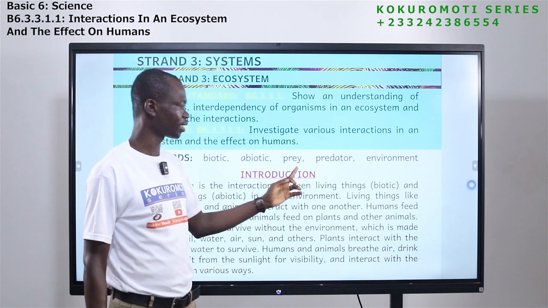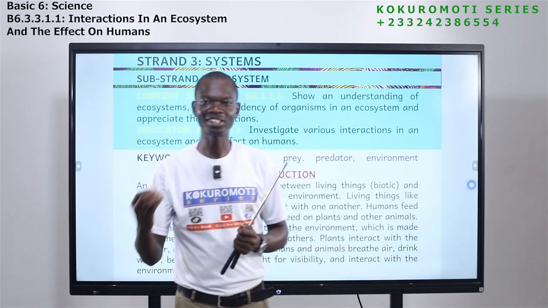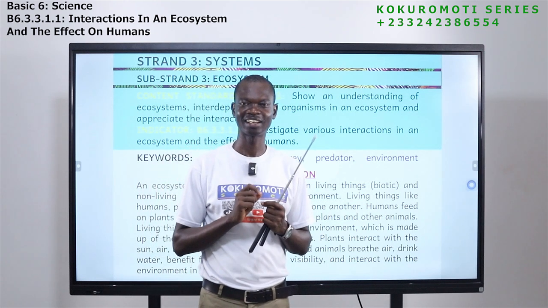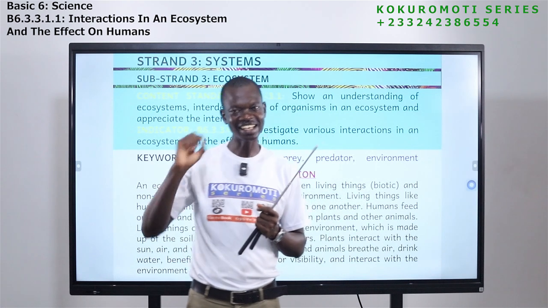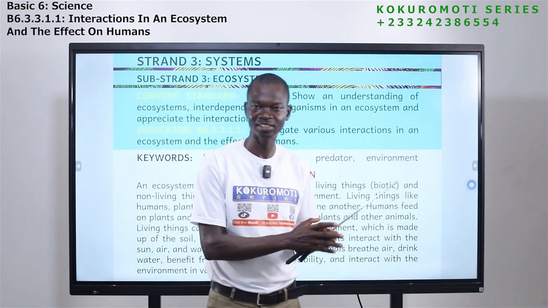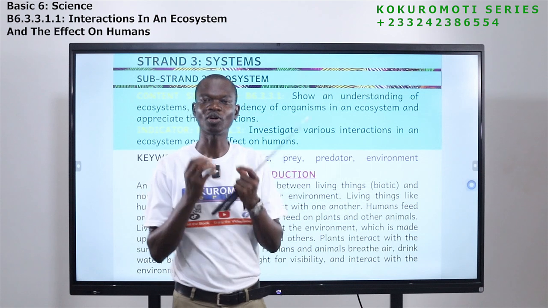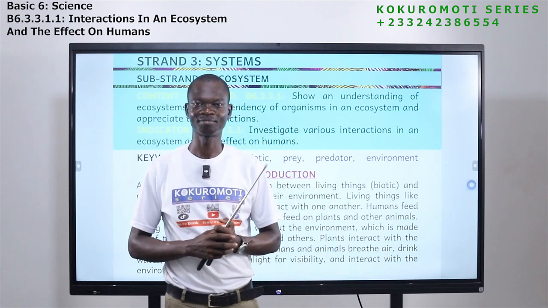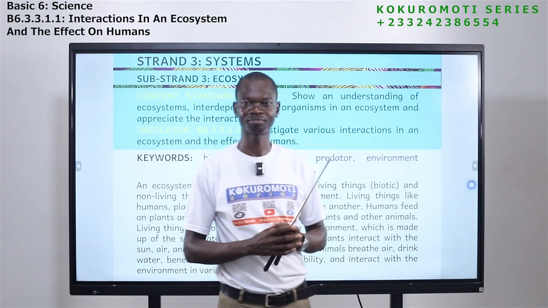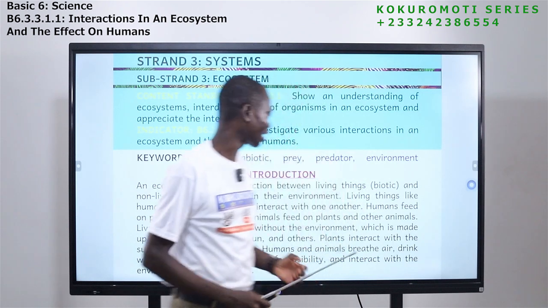Okay, the next one is prey. So in the forest, you see a snake chasing a grasshopper. Grasshopper is a prey. Snake is a predator. So a prey is an animal that is being chased, that is being hunted, or that is being eaten by other animals. So all the time the prey suffers in the hands of the predator. Tiger, lion, when they meet other animals, they kill them. These animals that are killed, these animals that are injured, they are the prey.